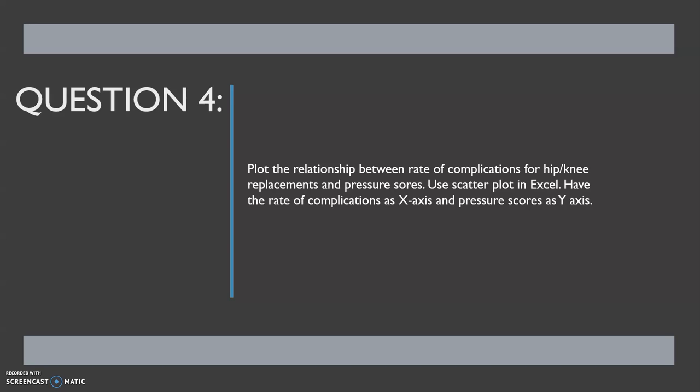Now, in answering question 4, we were to plot the relationship between the rate of complications for hip or knee replacements and pressure scores by using a scatter plot in Excel.